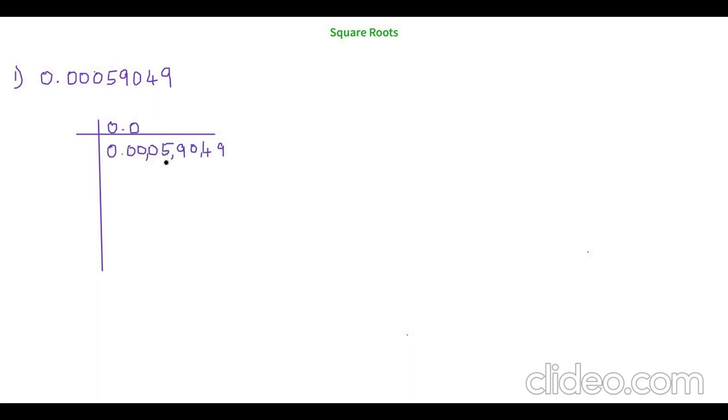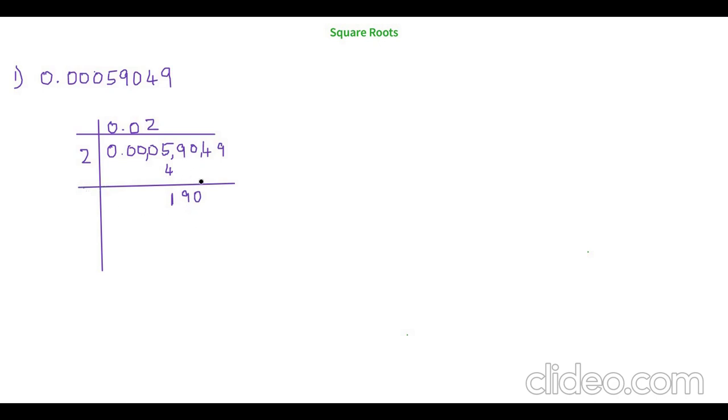So the square number before 5 is 2. So let me take it as 2. 2 times 2 is 4. So you have to write 4 below 5, and then let's subtract these two. 5 minus 4 is 1. Then what is the next step? Yes, we bring down the next two digits. Usually in square root we bring down two digits at one time.